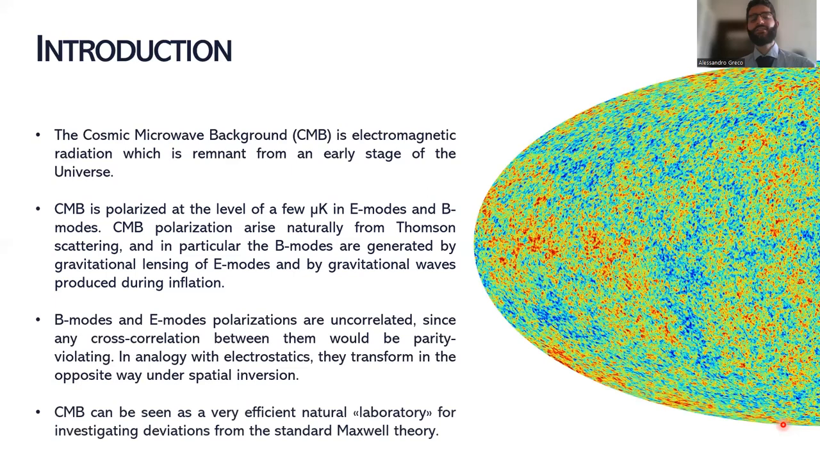So the CMB can be seen also as a very efficient natural laboratory for investigating deviations from the standard Maxwell theory. And that's why I'm here, because our best friend, the CMB map, is a witness of something primordial, which is the first emission of photons. And so we can use it to test deviations from the standard cosmological paradigm, which is related to our common understanding of electromagnetism.